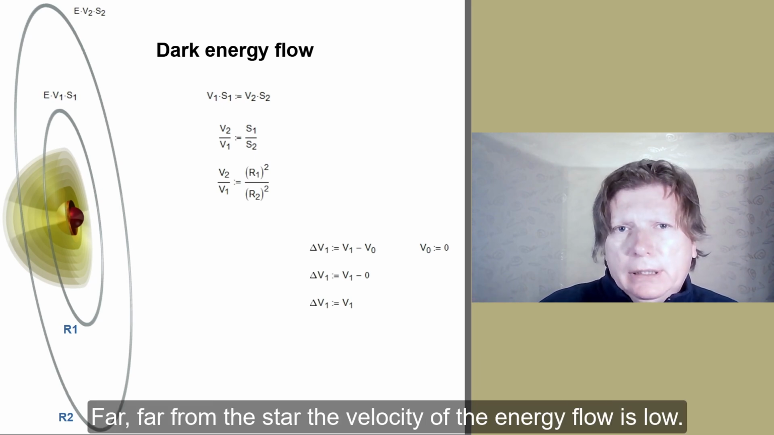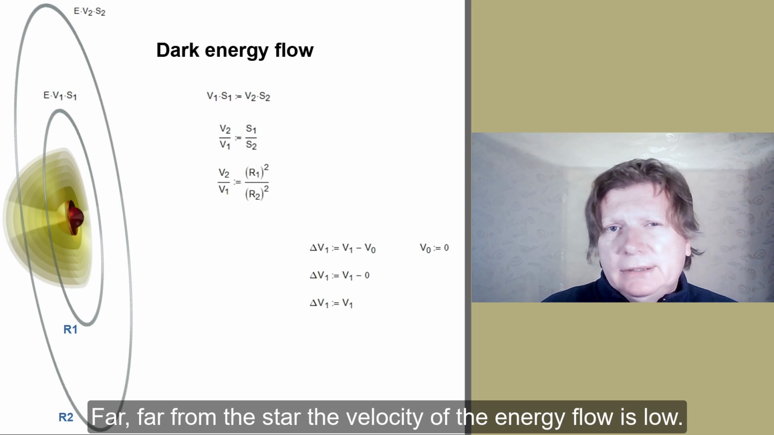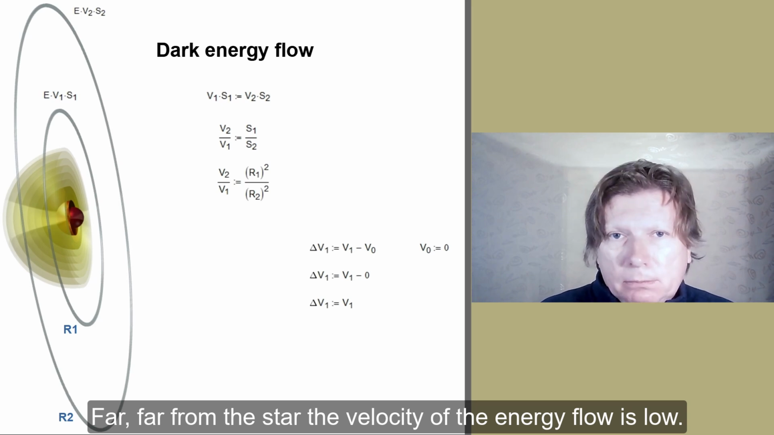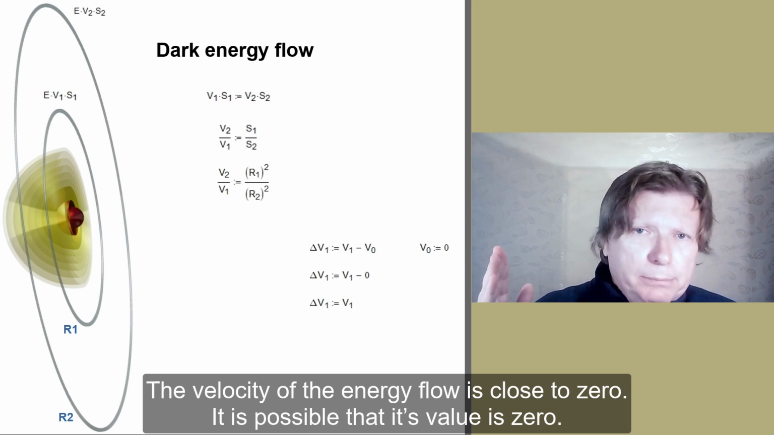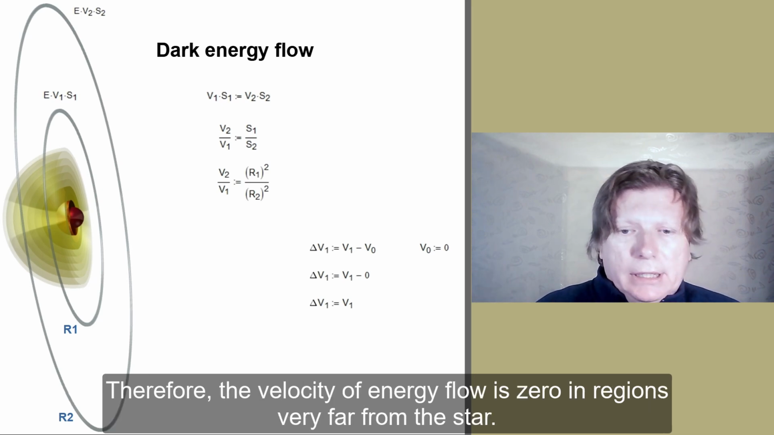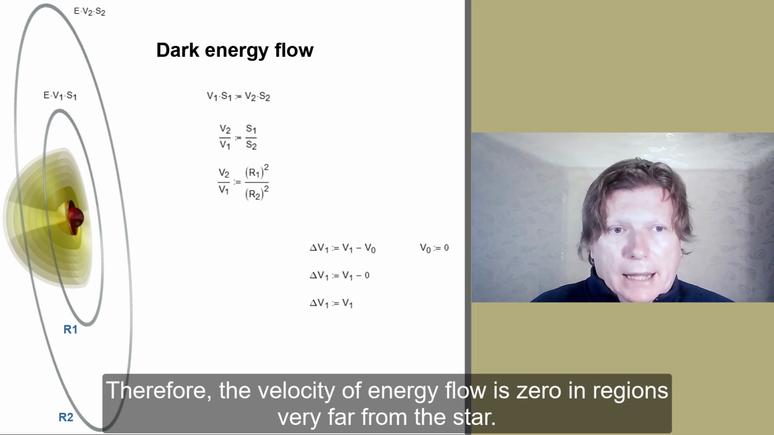Far from the star, the velocity of the energy flow is low. The velocity of the energy flow is close to 0. It is possible that its value is 0. Therefore, the velocity of energy flow is 0 in regions very far from the star.